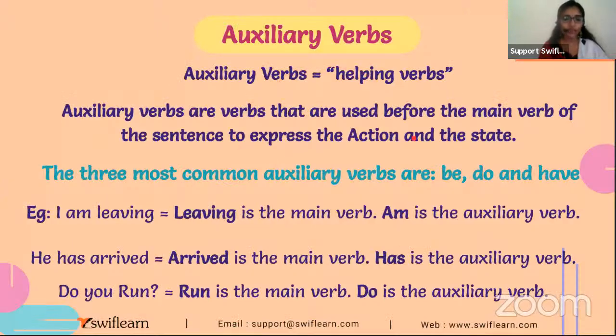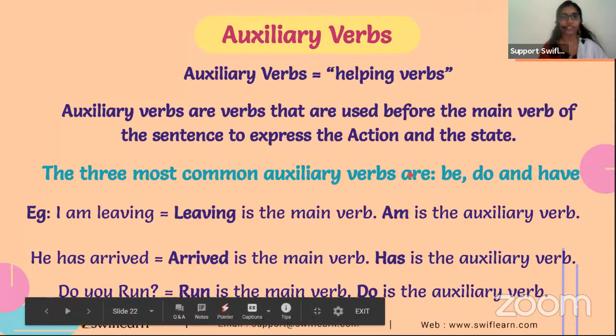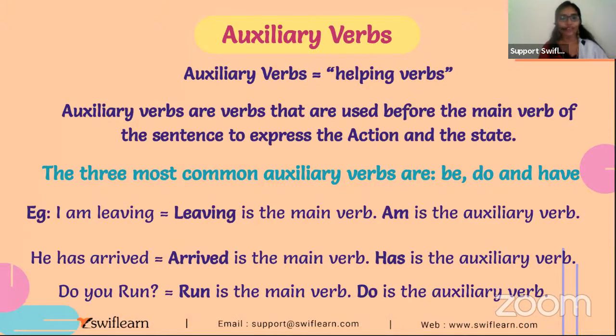Okay. And finally, we do have the auxiliary verb here, right? So what are auxiliary verbs? Auxiliary verbs, otherwise called helping verbs. Auxiliary verbs are verbs that are used before the main verb of the sentence to express the action and the state. So these auxiliary verbs, as the name suggests, are called the helping verbs.